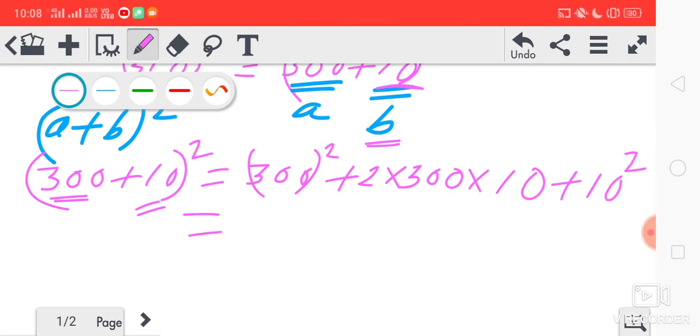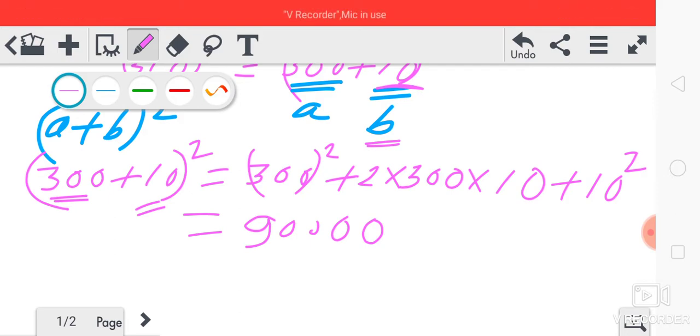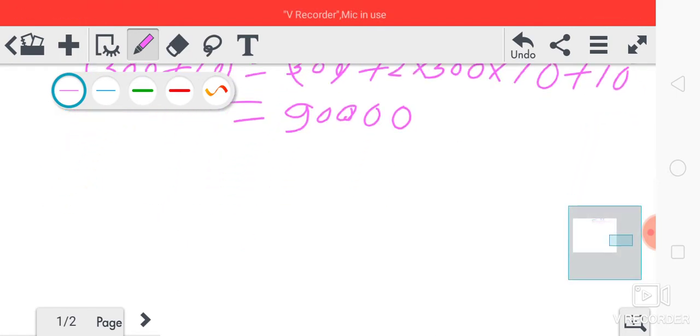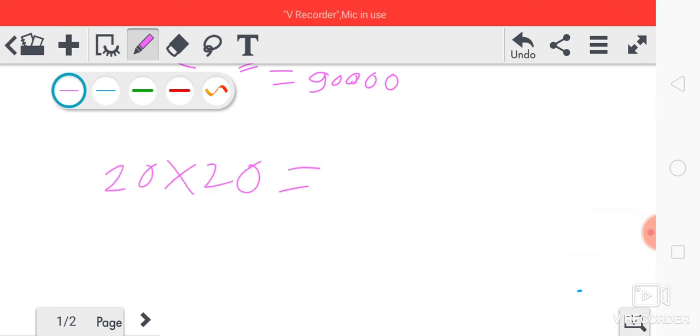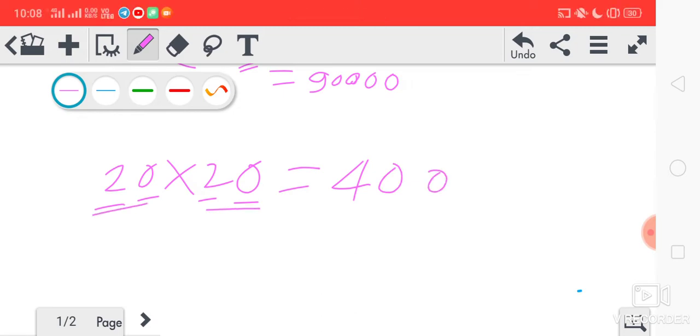Now solve it. 300 square will get how much? 90,000. Okay. How we are getting this? Directly how I am writing 90,000. Look at here. Suppose if you have to multiply 20 into 20, how much you will get? Just multiply 2 into 2. How much you will get? 4, and 1 zero and 1 zero. Total 2 zeros. Just put here 2 zeros. This way simply you can multiply.